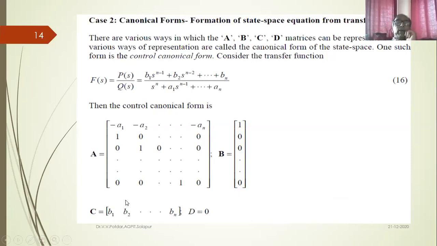C is the output matrix. B was the input matrix. So b1, b2 I have to identify and just put in a row matrix. D is equal to 0.